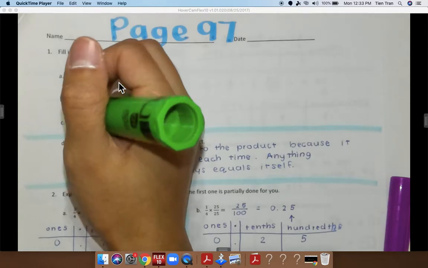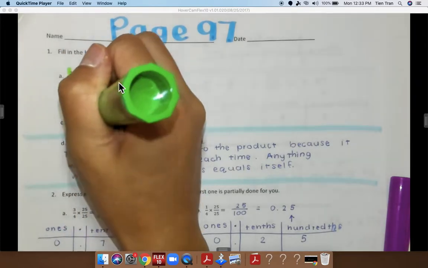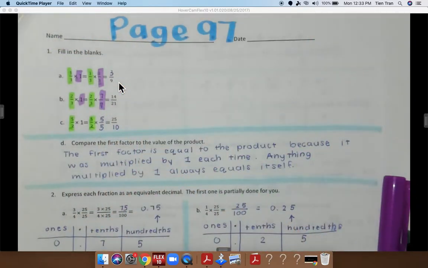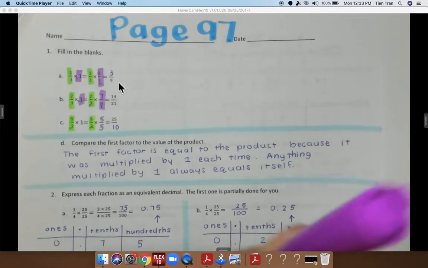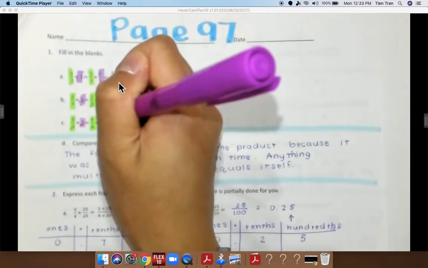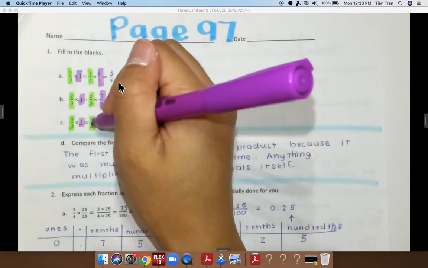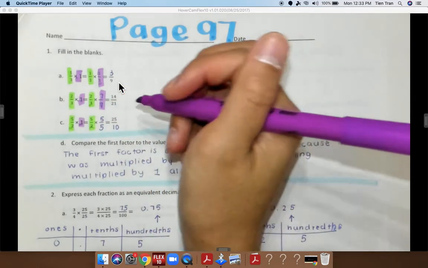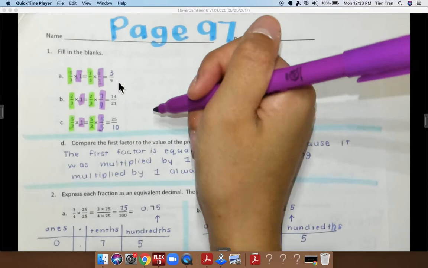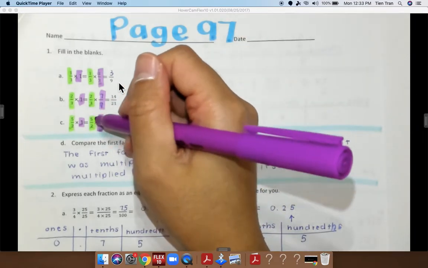Okay, for problem C, we have 5 halves and 5 halves. They're the same and they are multiplying this 1 times 1. So we need to figure out 5 times what is equal to 25. In our case, 5 times 5 is equal to 25. And 2 times 5 is equal to 10.